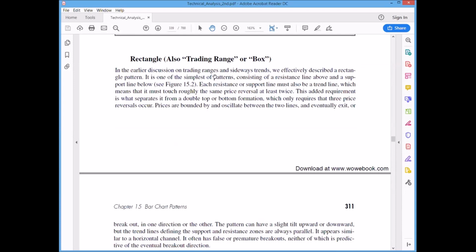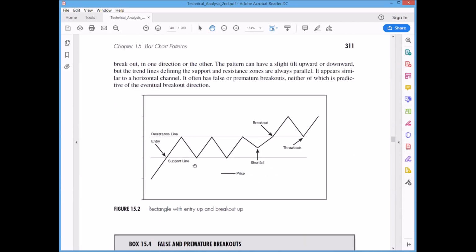So it's one of the simplest of patterns, consisting of a resistance line above and a support line below. Each resistance or support line must also be a trend line, which means that it must touch roughly the same price reversal at least twice. So they want to see at least 2 touches before they call it a rectangle or a pole.